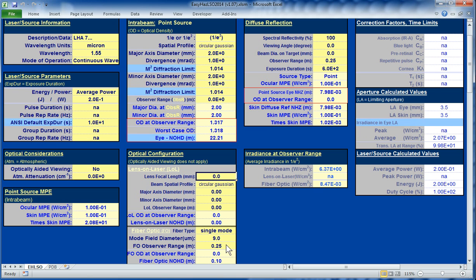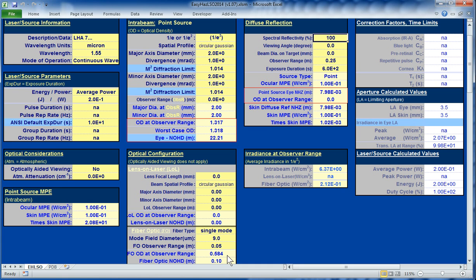We'll finish this out. The observer range is 1/4 of a meter. Well, we have an NOHD of 0.1, so if we're 1/4 of a meter away, we wouldn't expect to have an OD at the observer range. So let's set this at half the NOHD. And we have about 0.6 OD for the observer range.